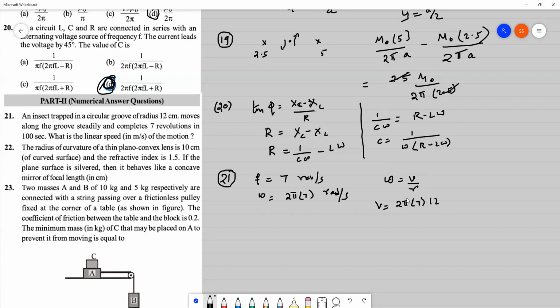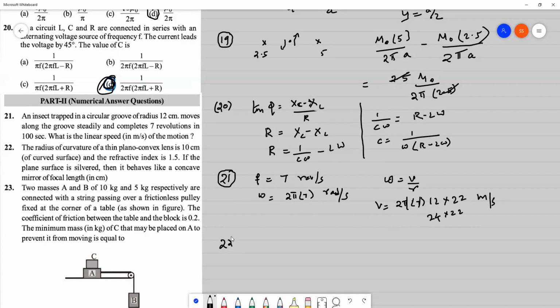This is 22 by 7, no? You can calculate, strike this one and multiply 12 by 22. So now 22 into 2 into 12, meter per second. That is the linear speed here. So this should be 24 into 22. You can calculate this one. So that is the answer for this 21st question.